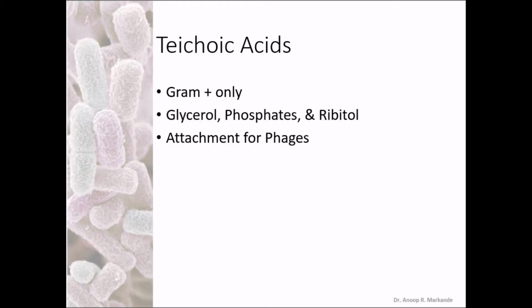The cell wall also contains teichoic acids. These are typically seen in gram-positive bacteria only, and they contain glycerol, phosphates, and ribitol. These are also important sites for attachment of phages, or bacterial viruses, about which we will study in our last section, that is viruses or virology, in which we are going to study about bacterial viruses.